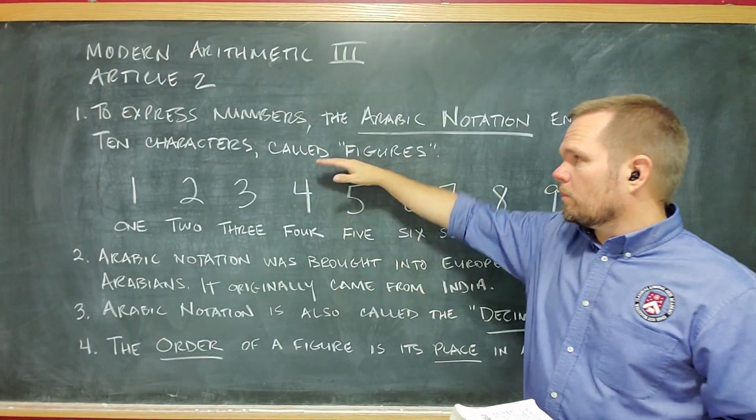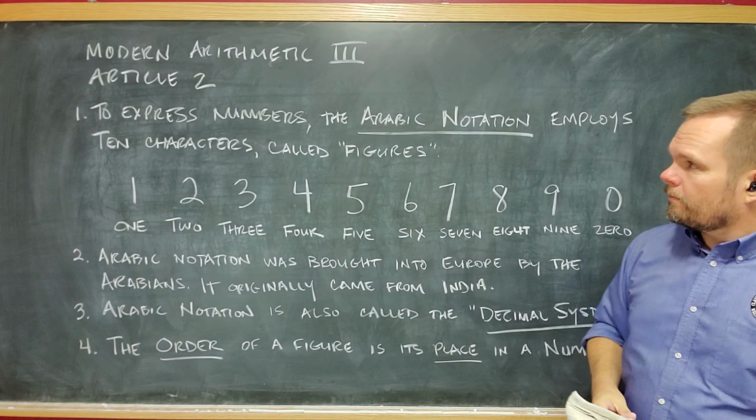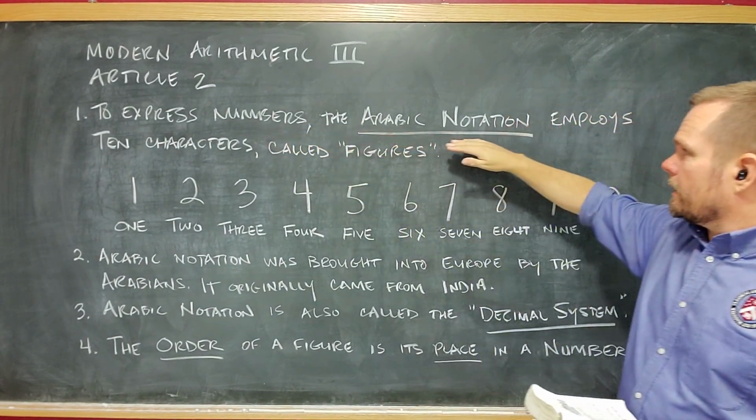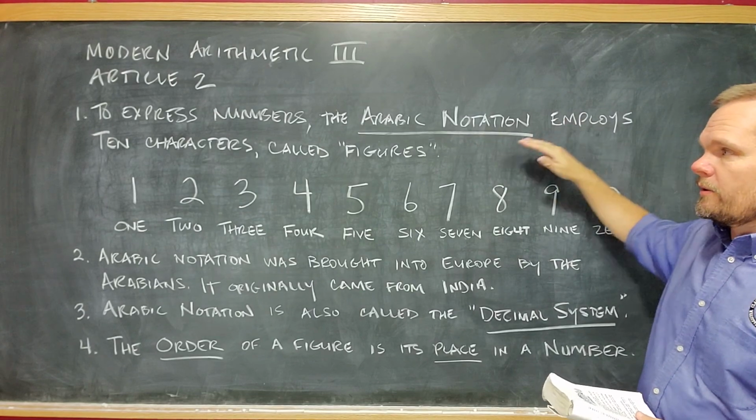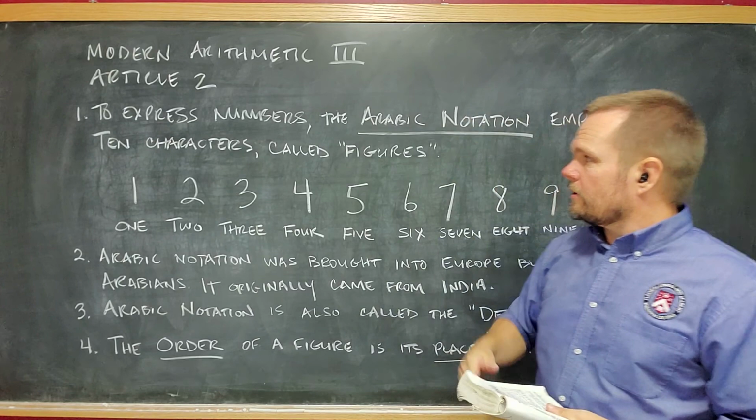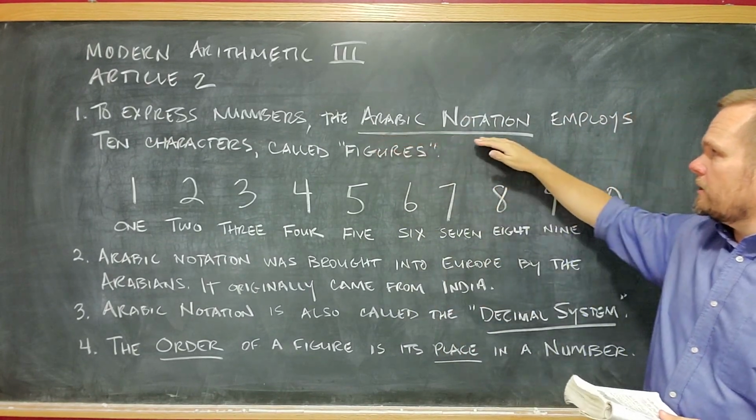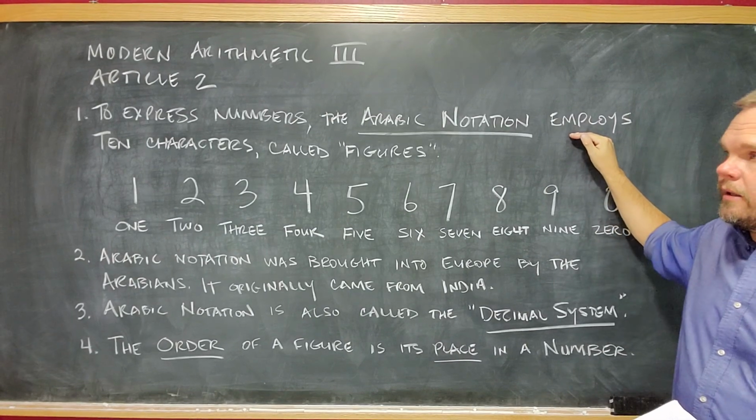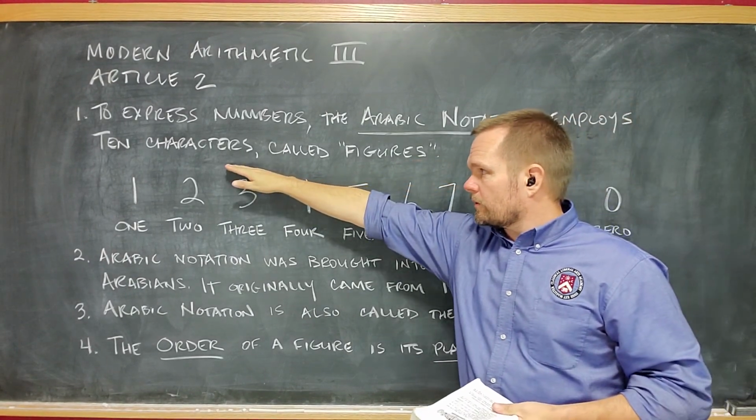So, point number 1 in Article 2. To express numbers, the Arabic notation employs 10 characters. To express numbers, the Arabic notation employs, that means uses, 10 characters.